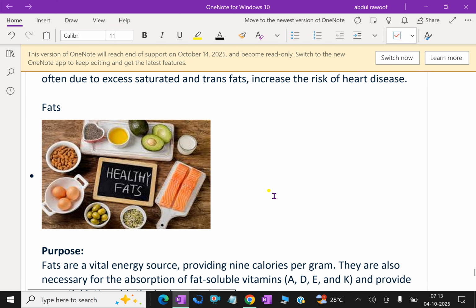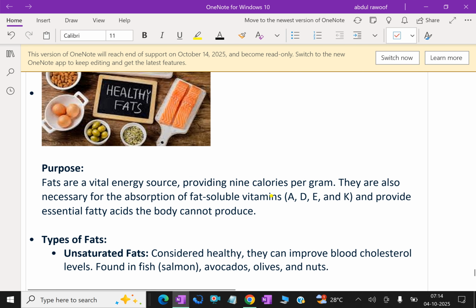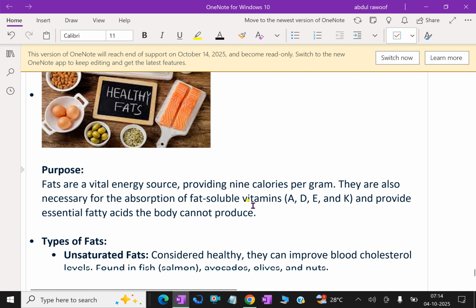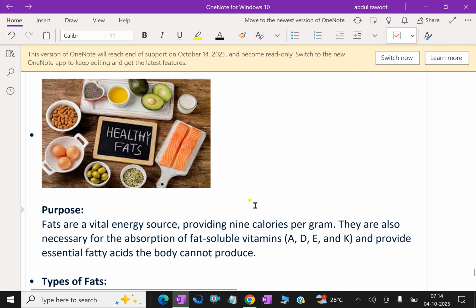What about fat? Purpose. Fats are a vital energy source, providing 9 calories per gram. They are also necessary for the absorption of fat soluble vitamins A, D, E, and K, and provide essential fatty acids the body cannot produce.